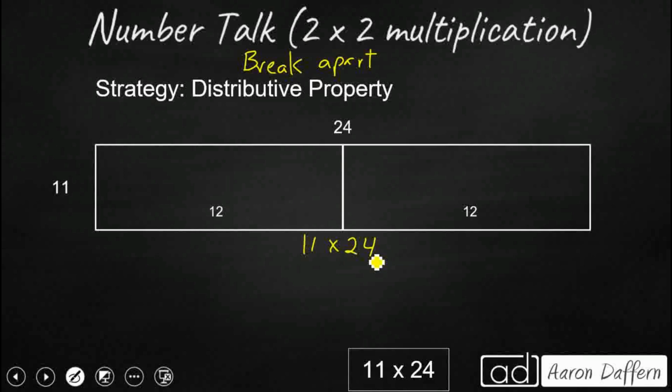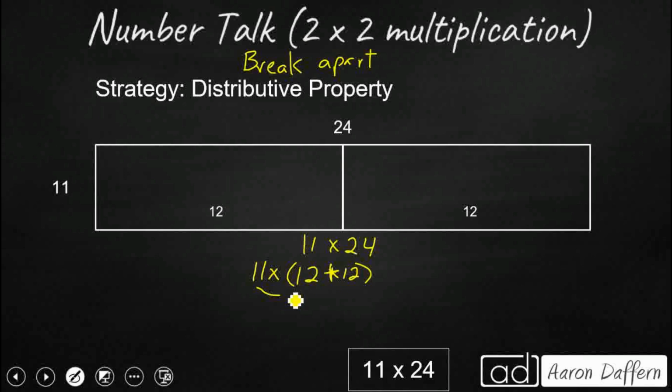So let's take a look at our 11 times 24 in a new way. You see I've got my 24 and that's kind of big, but you know what? I want to break this up into a 12 plus 12. So I'm going to take my 24, break that up into 12 plus 12, and I'm still going to multiply my 11 by both of those.